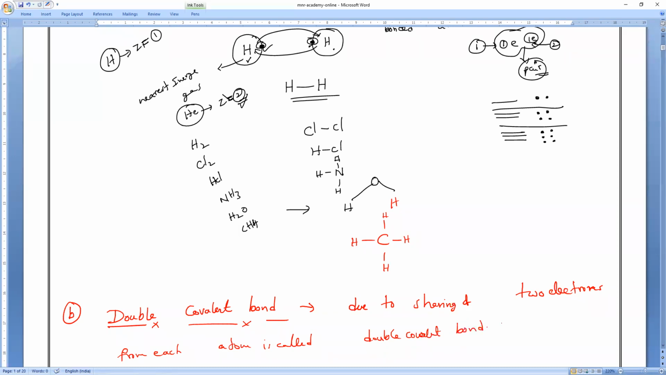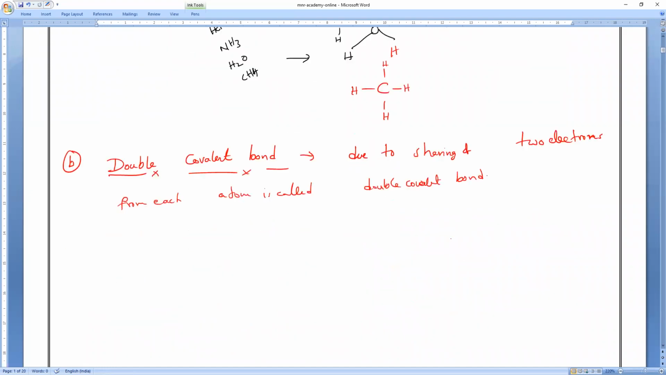Understand? All of you remember, whenever atoms share 2 pairs of electrons, it will form a double bond. Remember, how many pairs of electrons will be shared? Everyone?